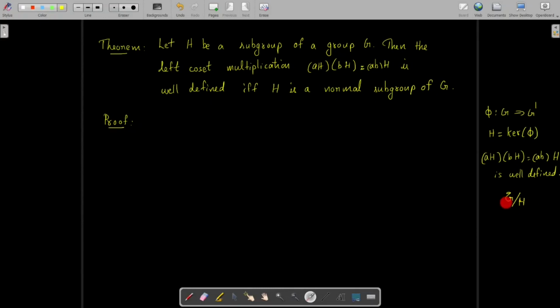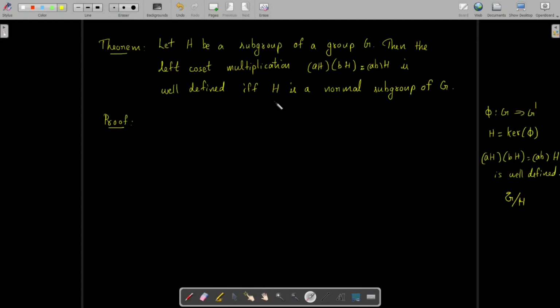And while proving this result, we used the property of the kernel of phi that the kernel of any homomorphism is a normal subgroup of the group. Therefore, here H is a normal subgroup of G, and using that property of H, we showed that this operation is well defined and this factor group G over H exists.